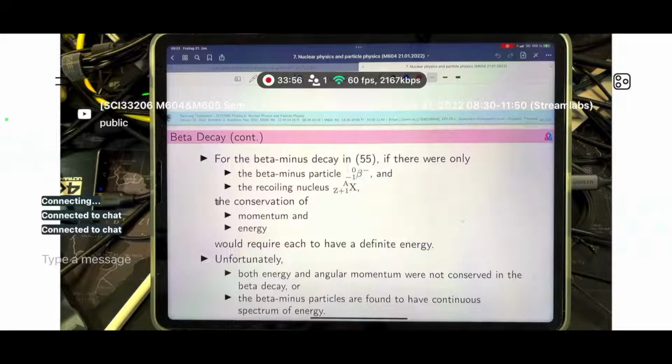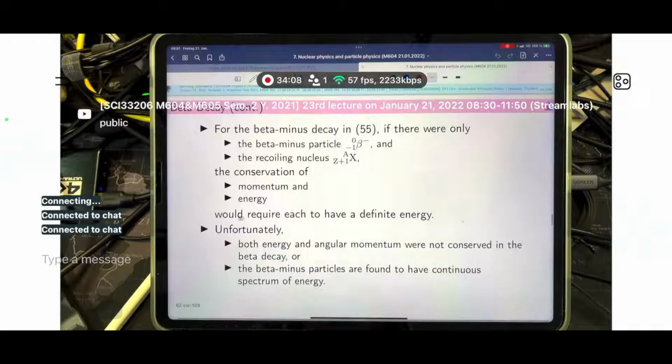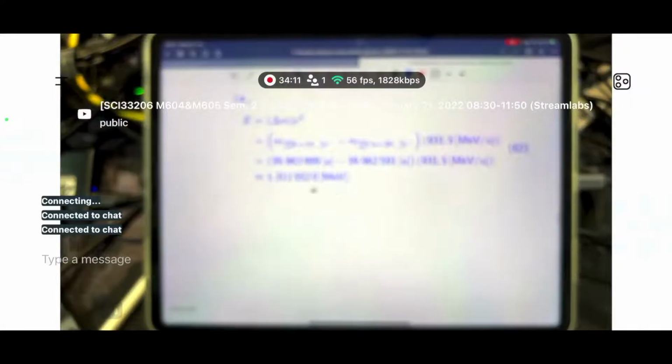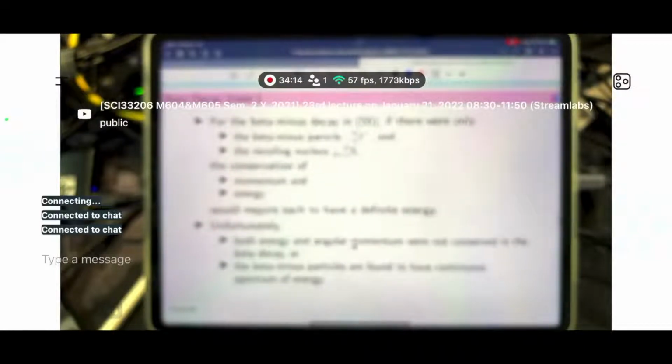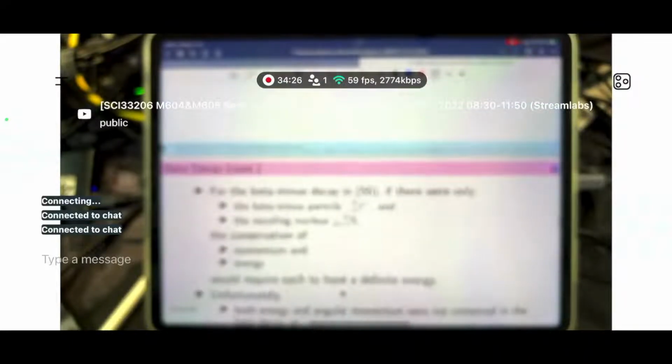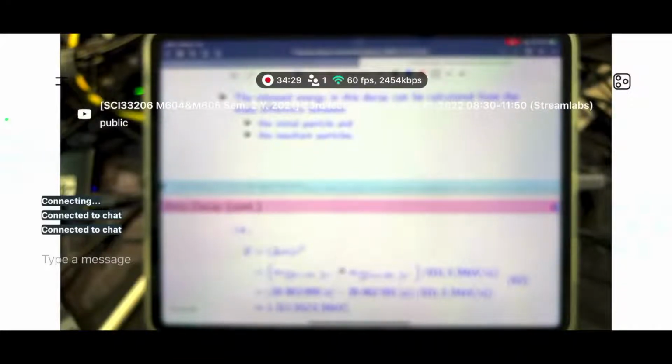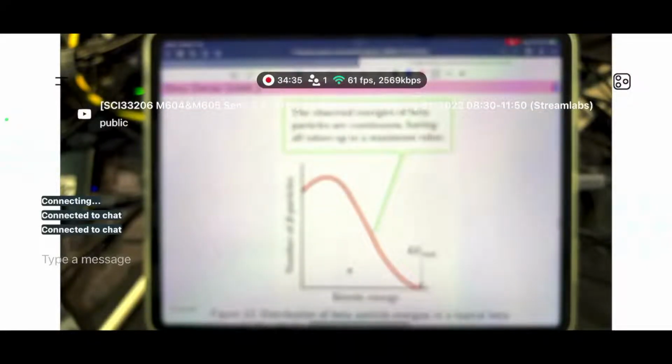Okay, there is conservation of momentum and energy in this process, and usually it is required to have a definite energy. But from the calculation in the two previous examples, as you have seen, both energy and angular momentum were not conserved in the beta decay. And beta minus particles are found to have a continuous spectrum of energy. So what's the problem then? Usually we would get the discrete value, right, from what we have calculated here. But from the measurement, the energy from the electron is continuous.